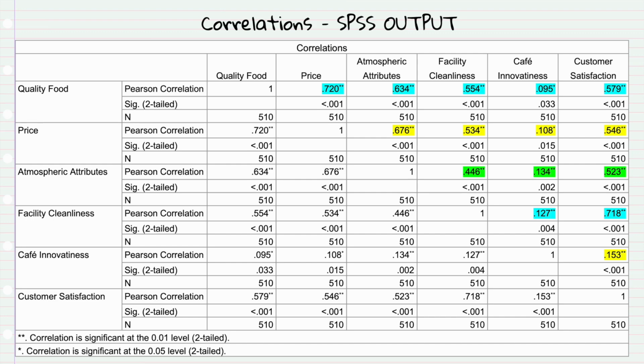So to conclude this slide, the strongest association with satisfaction is cleanliness. Food quality, price, and atmosphere also show moderate to strong correlations. Innovativeness shows only a weak correlation. But remember, correlation is not causation. It tells us relationships, not which factor truly drives satisfaction. That's why we need regression.